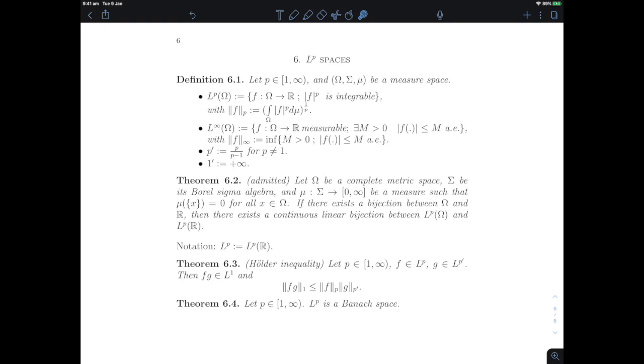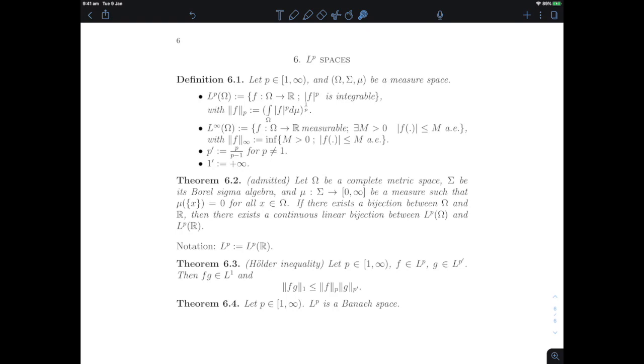Okay, so I need to also mention what L infinity is. So in the case p equals infinity, the definition is a little different. We're not asking for the infinite power to be integrable. We're asking for the function to be measurable and essentially bounded. That is to say that there exists a constant that bounds the function, maybe up to a set of measure 0. Right? That makes sense.